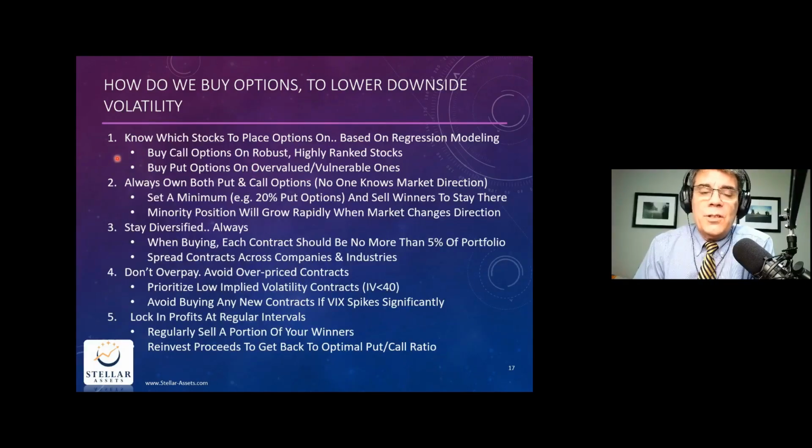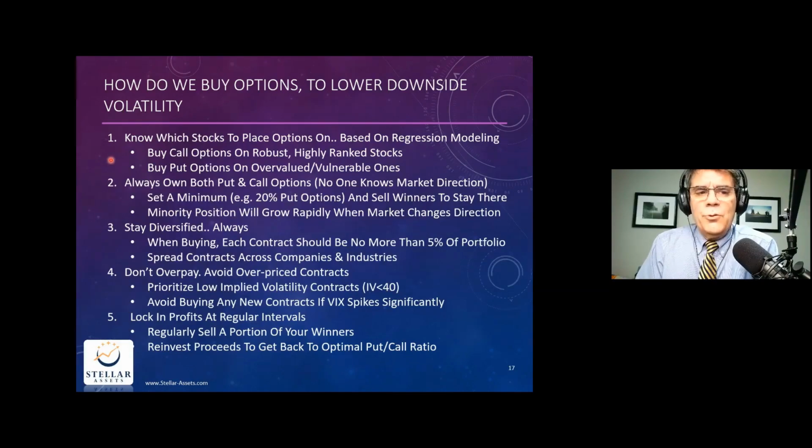The first logical question that comes up is, how do you know which stocks to buy options on? And that comes back to the regression modeling. When we talk about regression modeling, that's not just on the equity-only side, but also equity portfolio plus options. We use the same underlying modeling to figure out which stocks to place contracts on. If a stock is at the top of our list, highly robust, highly ranked, those are the stocks that tend to get the call options. If a stock is at the bottom of the list, not robust, vulnerable, no matter what the market throws at it, those stocks tend to get the put options placed on them because we're betting that they're going to go down.